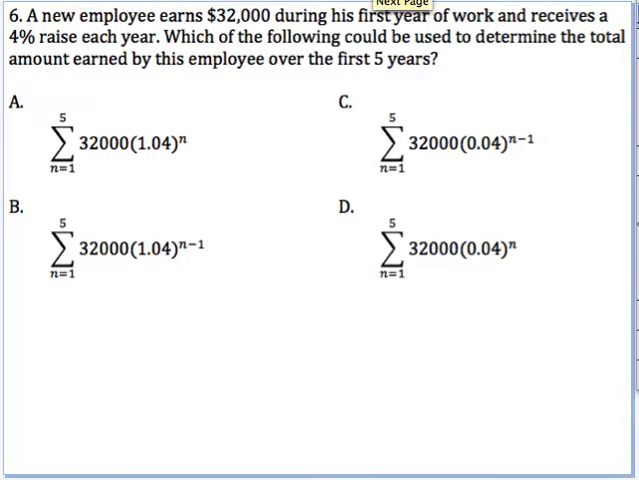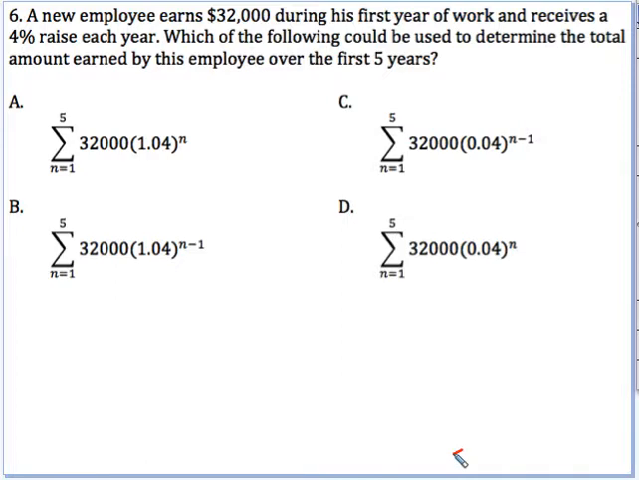Moving on. A new employee earns $32,000 during his first year of work and receives a 4% raise each year. Which of the following could be used to determine the total amount earned by this employee for the first 5 years? All right, so notice I don't even need the answer. I just want to know what sigma notation I'm going to use.